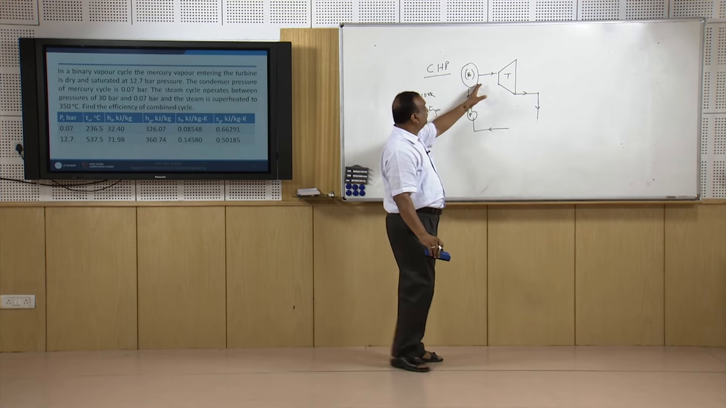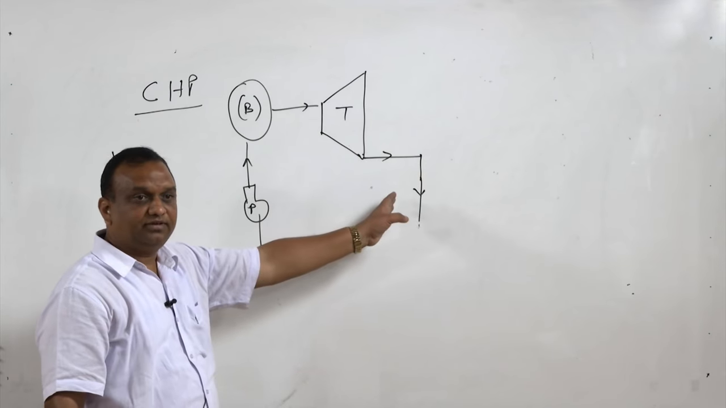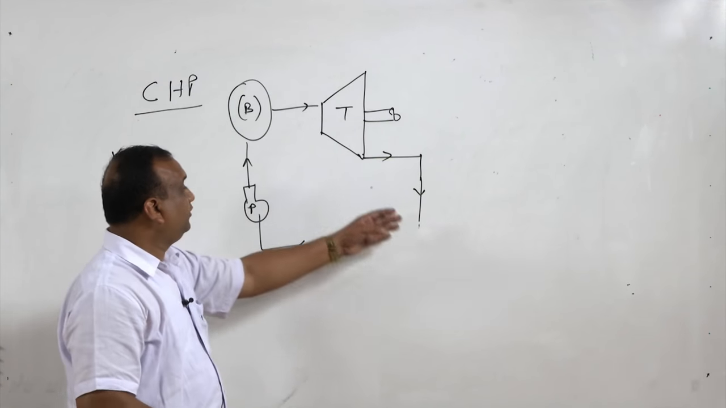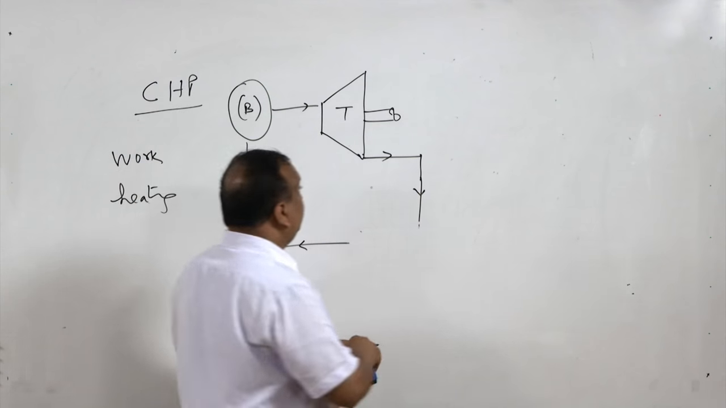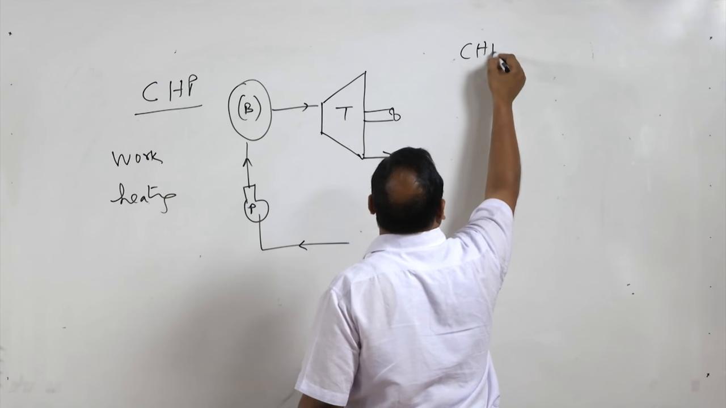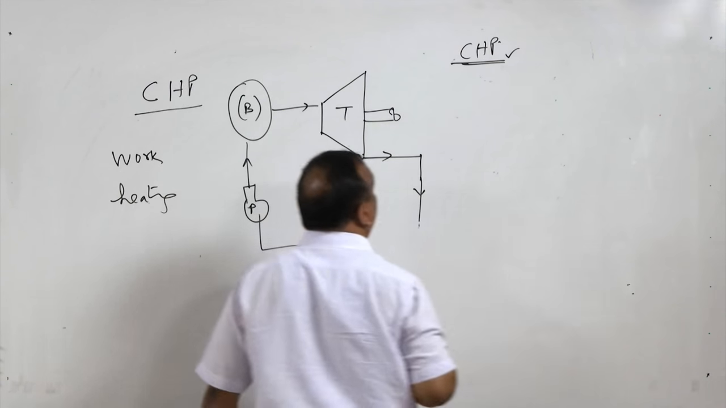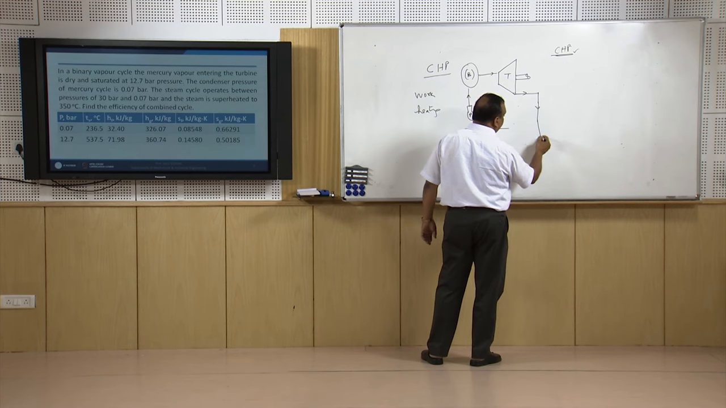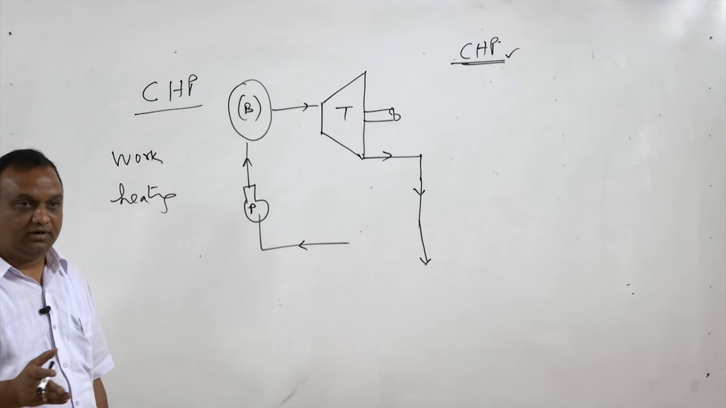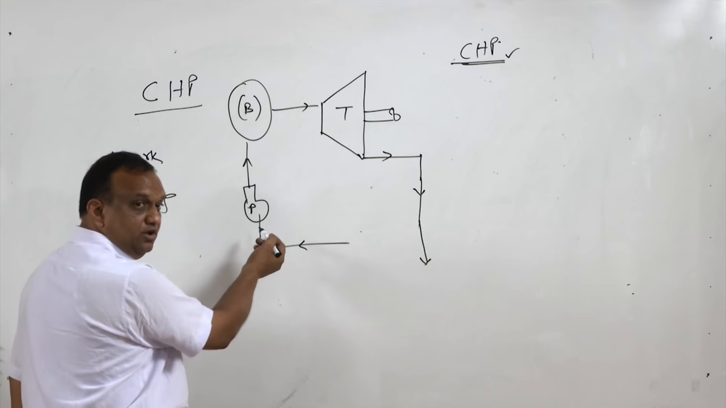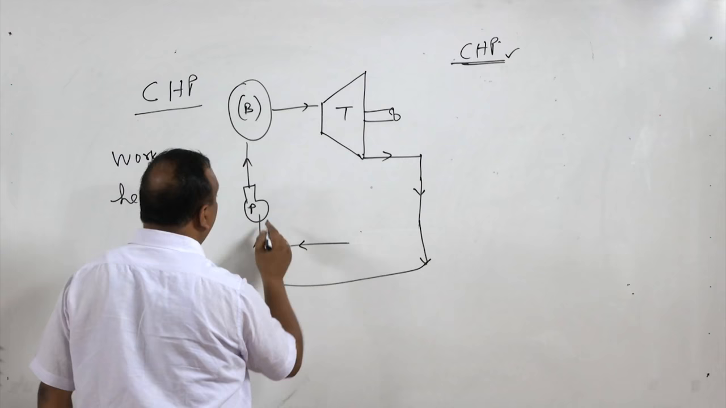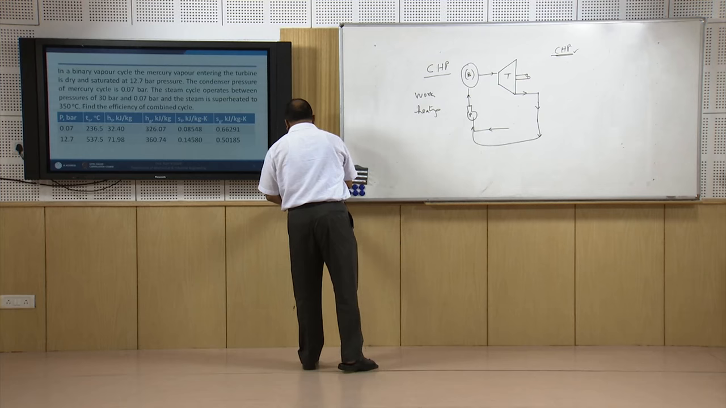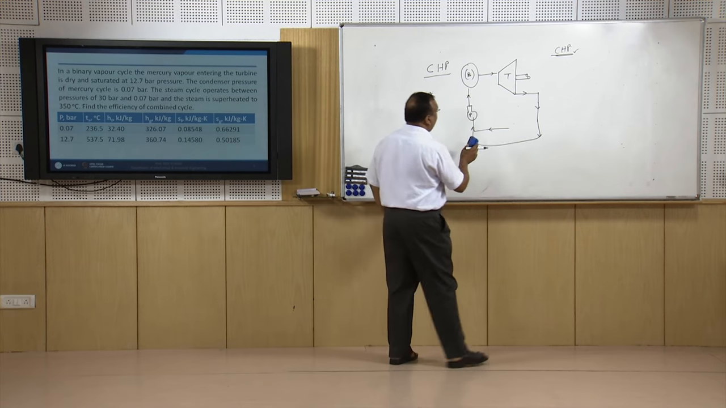So from the same source, we are getting two sequences of processes. From here we are getting the shaft output, and after the shaft output we are doing the heating also. So this is known as CHP, combined heating and power generation. It is also possible that after the process the water is not usable, so we can provide fresh water, or after the process the water can go to the pump and the cycle is completed. Now another type of CHP is extraction condensing.